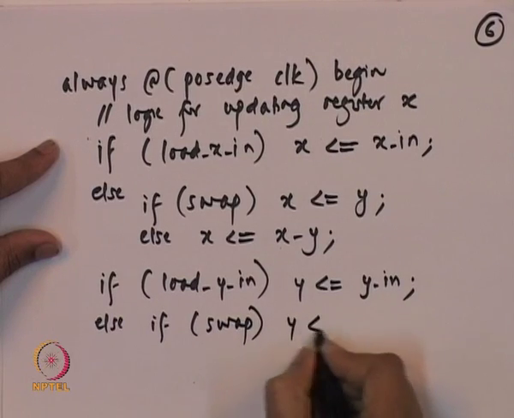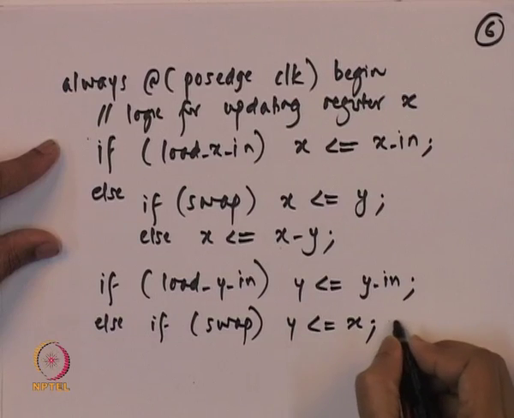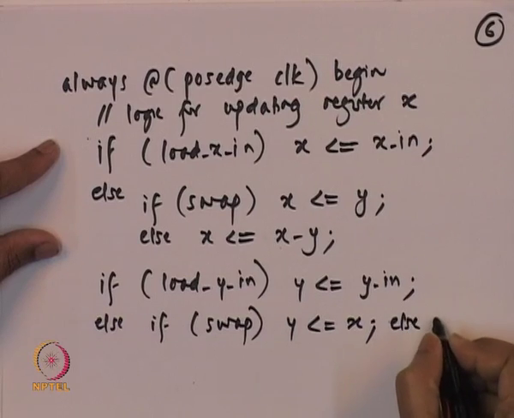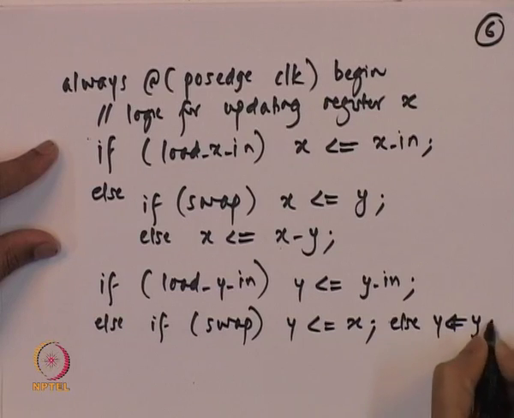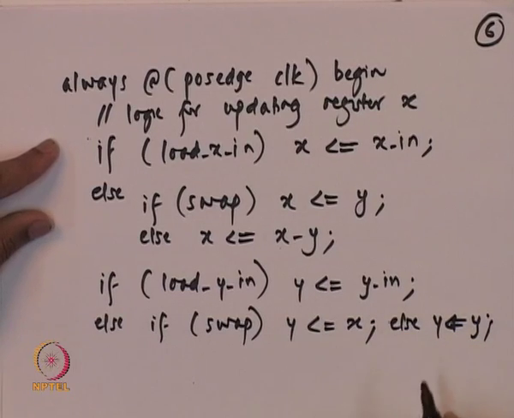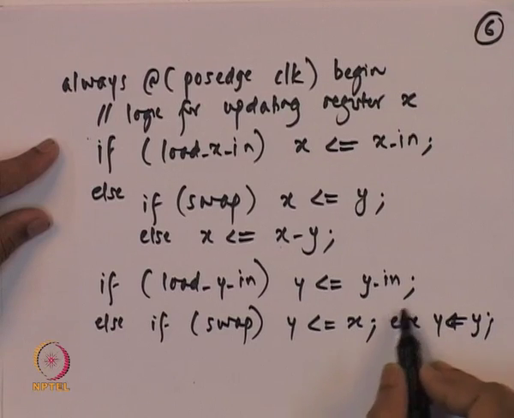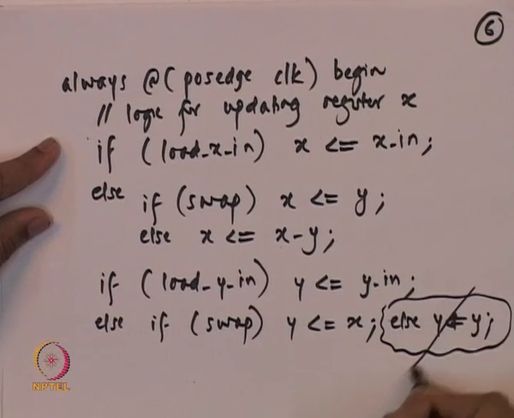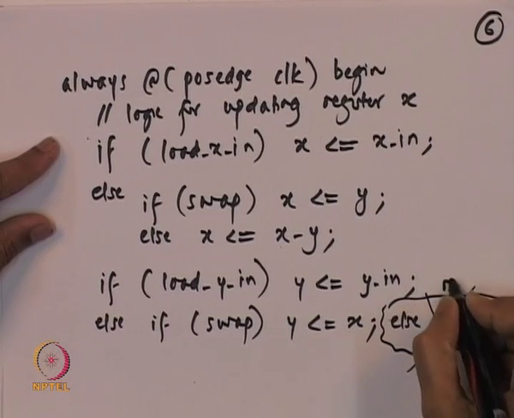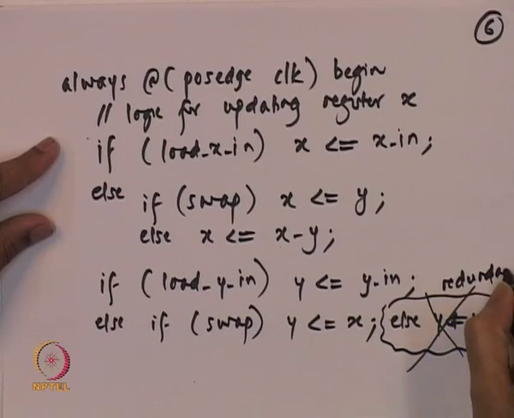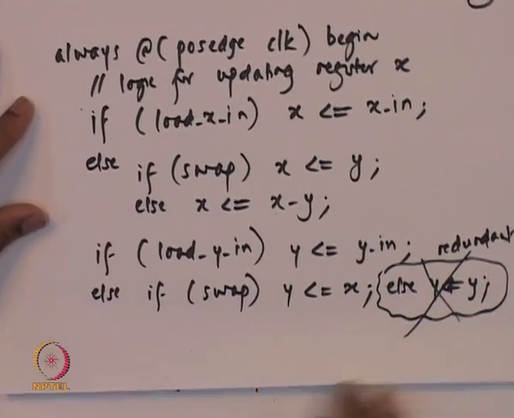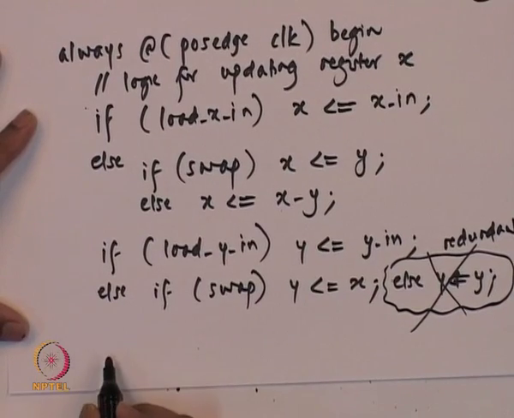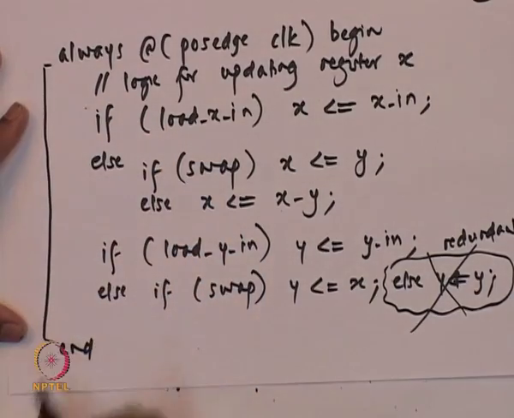Else I can say y. But the Verilog synthesizer will find this redundant. We don't need to say it; it will understand it automatically. It's not wrong, but it's redundant. So, this is the main part of the logic of update of x and y.